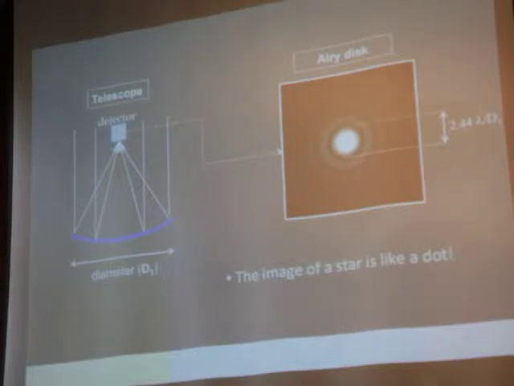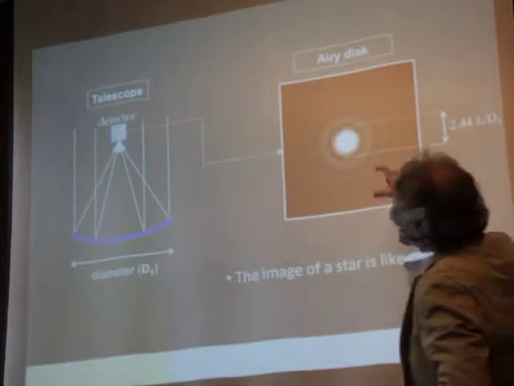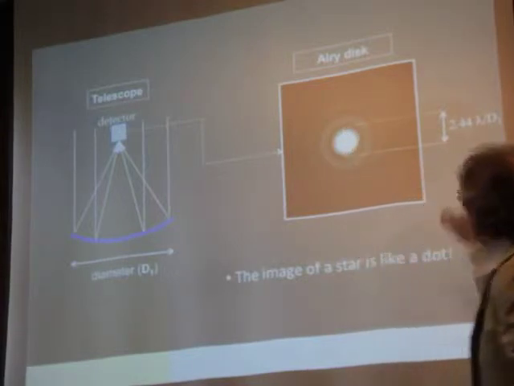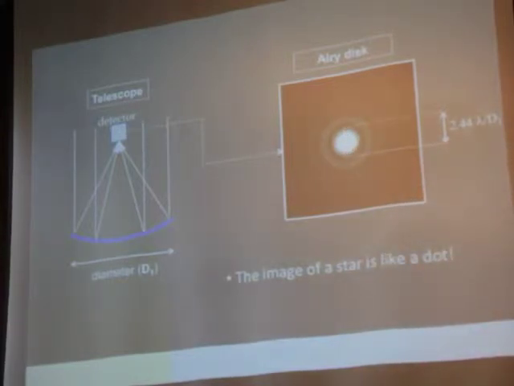There is nothing you may learn about the star, whether it is young or old, massive or light, red or blue, nothing. The only information you get is that the width of the central spot is 2.44 times the wavelength divided by the diameter of the mirror. This gives you an angle in radians. If you want to convert it into degrees, you need to multiply by something.